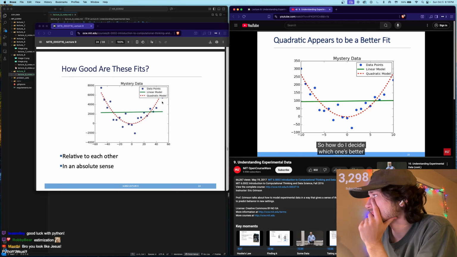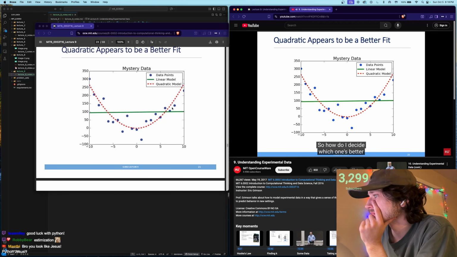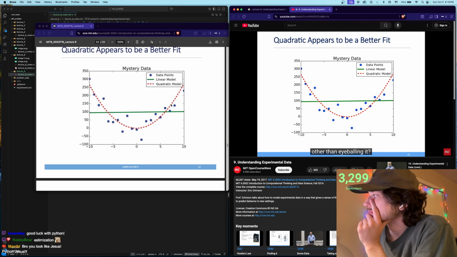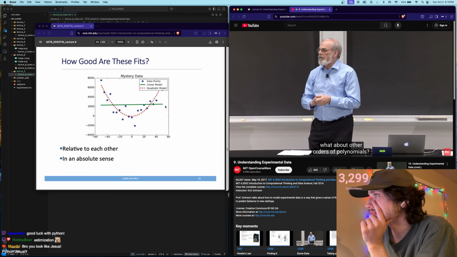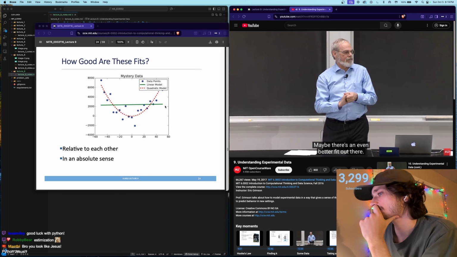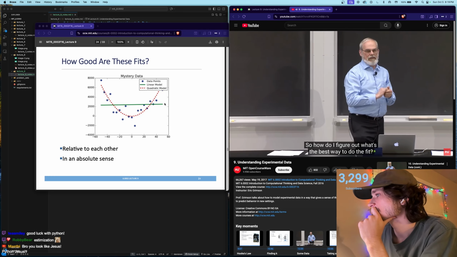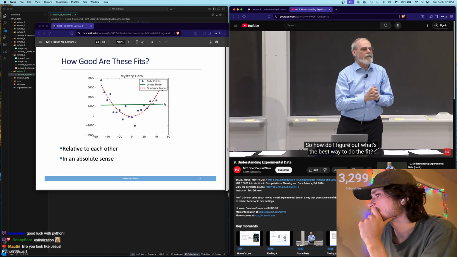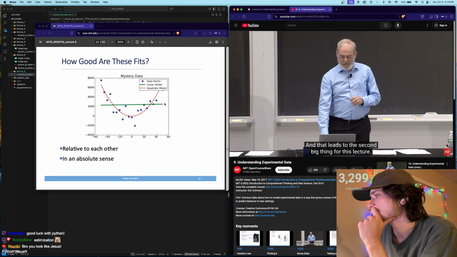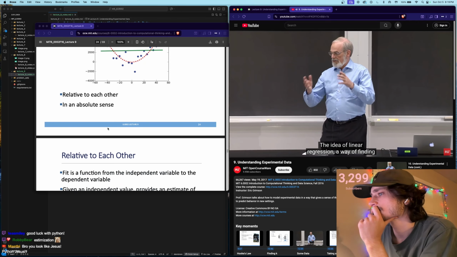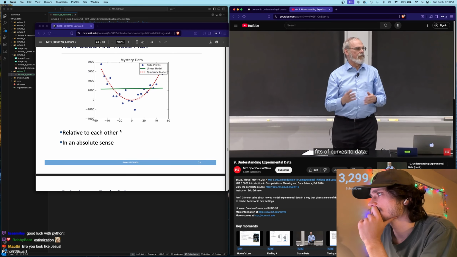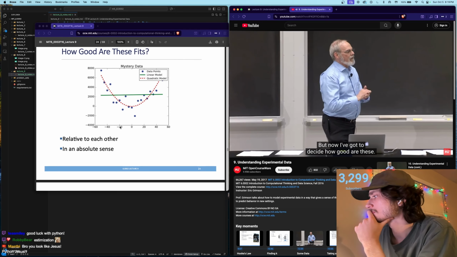So how do I decide which one's better, other than eyeballing it? And then if I could fit a quadratic to it, what about other orders of polynomials? Maybe there's an even better fit out there. So how do I figure out what's the best way to do the fit? And that leads to the second big thing for this lecture. How good are these fits? What's the first big thing? The idea of linear regression, a way of finding fits of curves to data. But now I've got to decide how good are these.